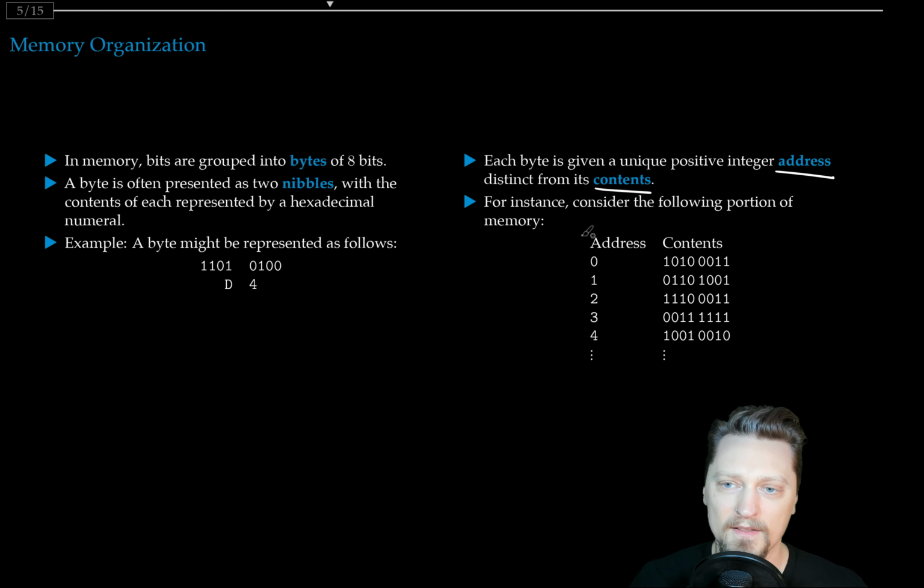Okay, for instance, consider the following portion of memory. So we have a column for the address and we have a column for the contents. So at address 2, we have contents given by this byte. There is an address for each addressable unit of memory, in this case, for each byte.